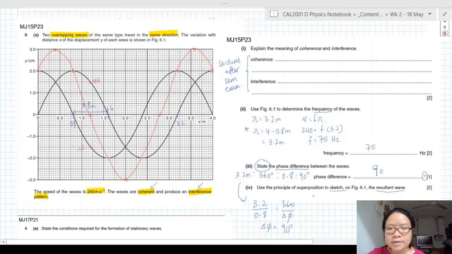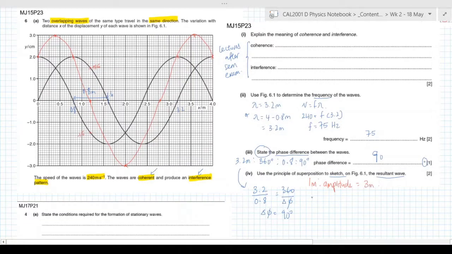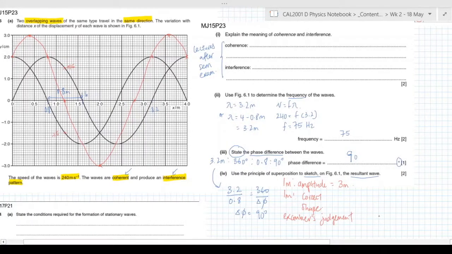Alright, and the marks will disappear for a while. 1 mark for 3 plus minus 3 meter as amplitude, and 1 mark is the correct shape. Now the shape correct or not is the examiner's judgment. So try to be as exact as you can within reasonable time. Don't spend 20 minutes sketching one graph lah.